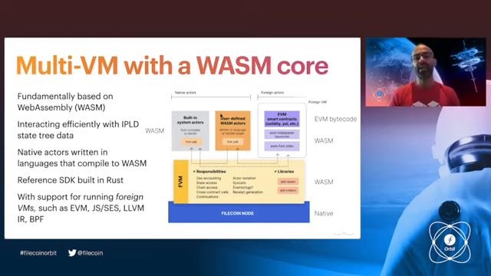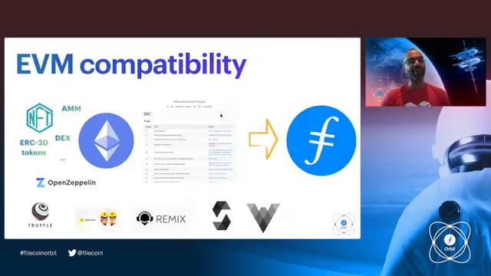And one key aspect of the FVM is that it has support for foreign runtimes, foreign VMs, such as the EVM, and eventually potentially Agoric, LLVM-IR, BPF, and other virtual machine models. Now, the thing that I wanted to stress is that we're trying really hard to launch the FVM with EVM compatibility out of the box. We've heard strong requests from the Filecoin developer community for the FVM to support EVM and Solidity compatibility out of the box. So we made this a priority.